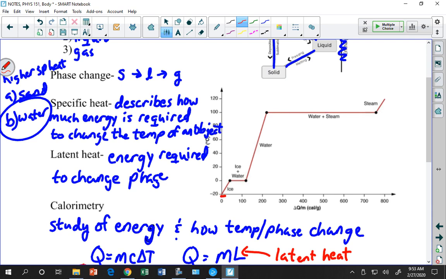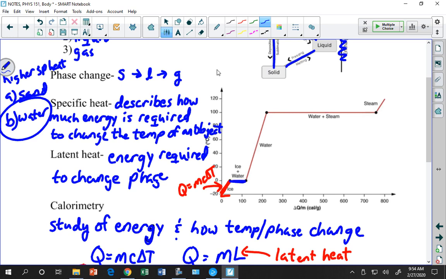As I put energy in here, I increase the temperature. And so if I wanted to know how much energy was going in, what's my temperature change, this would be my Q equals MC delta T. As I put in a certain amount of heat, it causes a change in temperature.